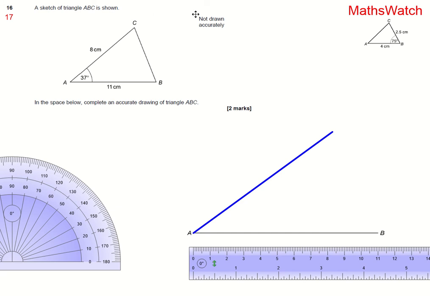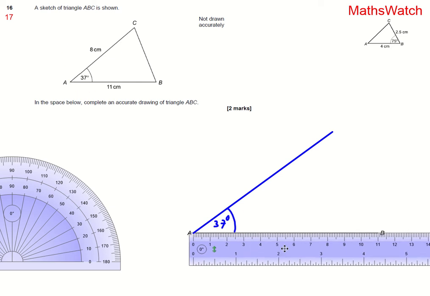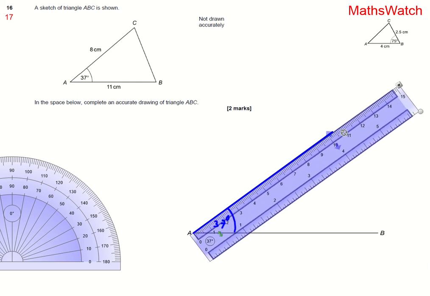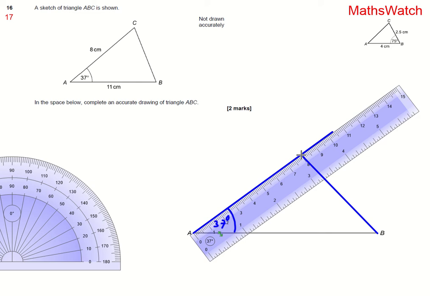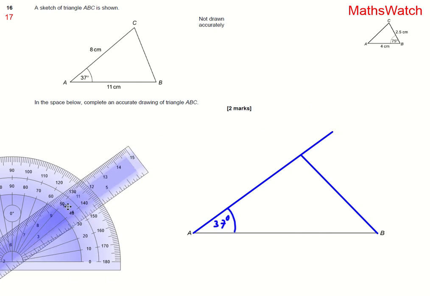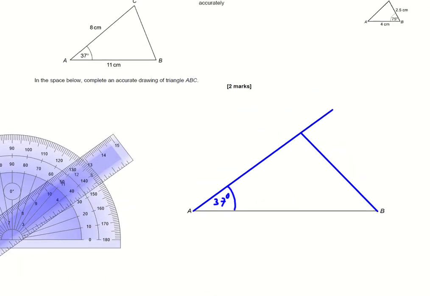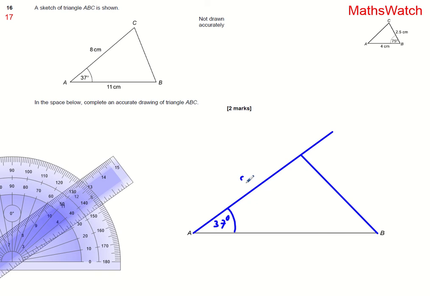Okay, so we've got the 37 degrees, that is there. We now need to make the line AC equal to 8 centimeters, so we'll just measure that. Okay, so we are measuring 8 centimeters. We get to this point here, and that is where we will connect to point B. And so that length is 8 centimeters. So we have triangle ABC accurately drawn.